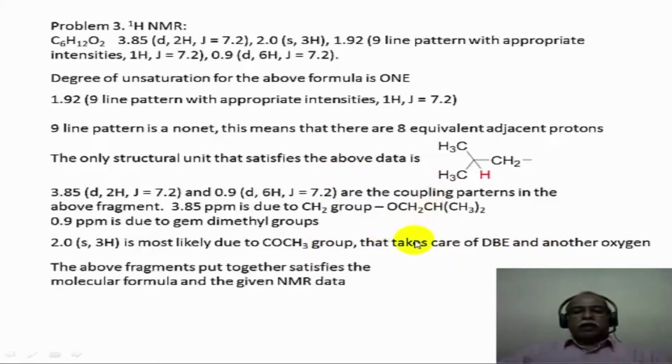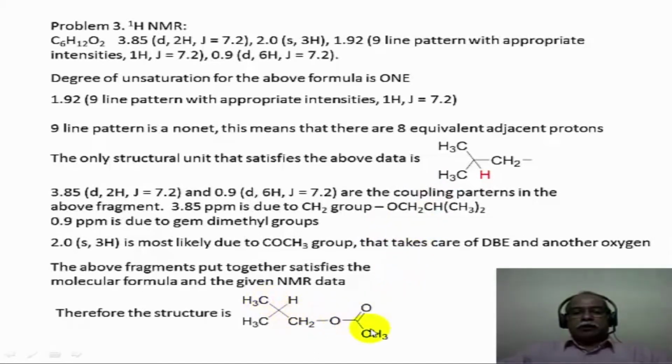So putting all these fragments together, the structure of the molecule most likely is isobutyl acetate as the structure of the compound that we have elucidated. It is a fairly simple structure.